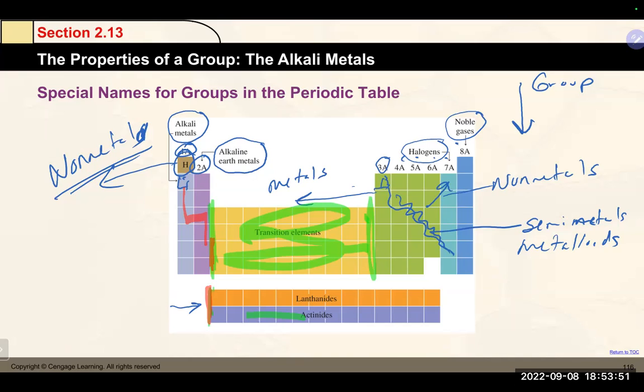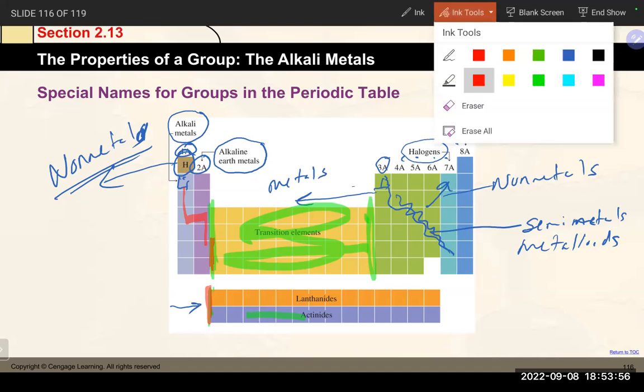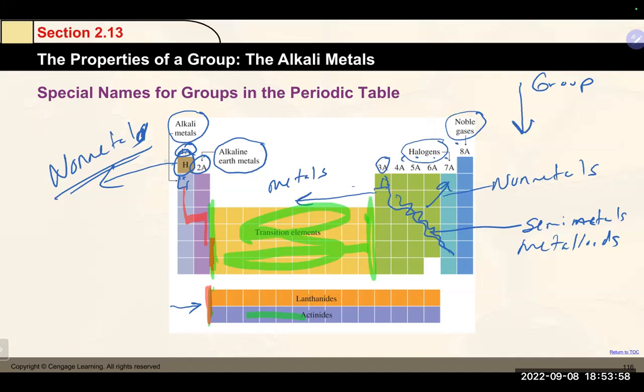Periods obviously go left to right on the periodic table. There are 7 periods, right? Starting with up here, 1, 2, 3, 4, 5, 6, and 7. So periods go left to right on the periodic table. Obviously, things in similar groups or periods have similar properties and similar periodic trends because they're located in the same spot on the periodic table. Any questions on any of that there?